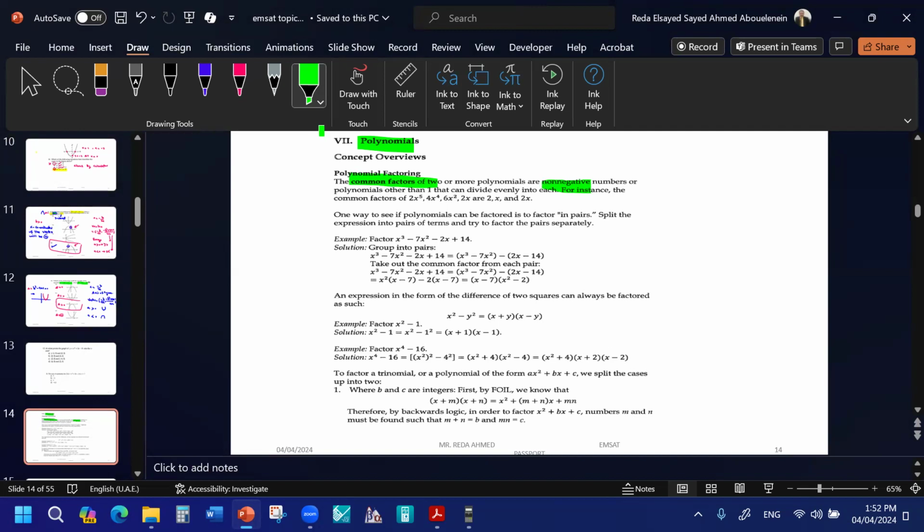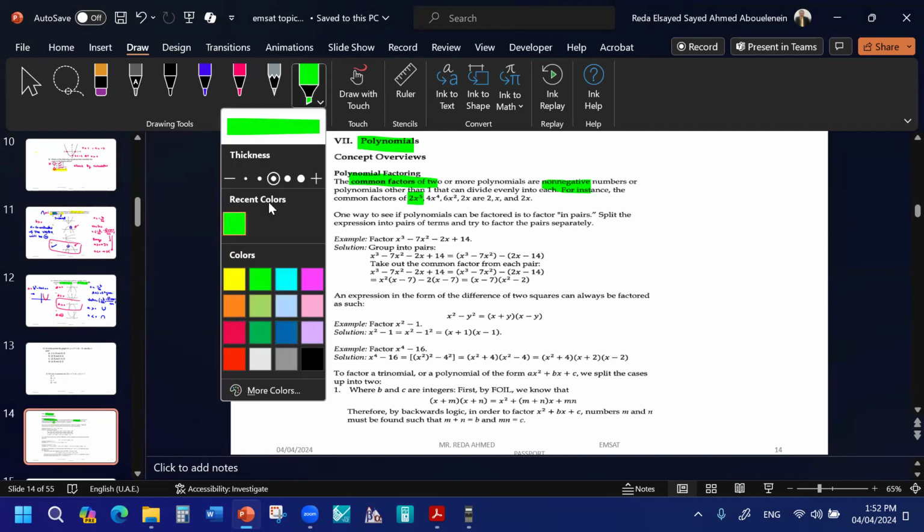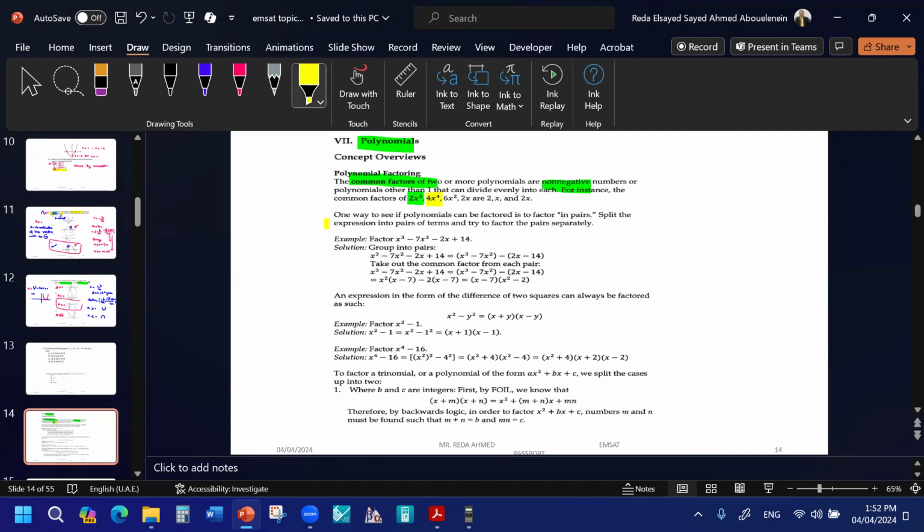So the common factor of these polynomials, this is 2x to the power 5, 4x to the power 4, 6x to the power 2, 2x. If you look at the coefficients, 2 and 4 and 6 and 2, you can look for the smallest number. This is 2. And as well regarding the variables, x to the power 5, x to the power 4, x to the power 2, and x, you can select the smallest one.